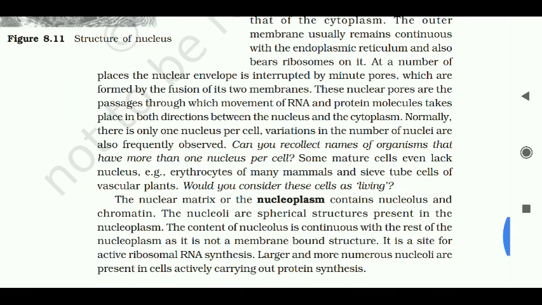The nuclear matrix or the nucleoplasm contains nucleolus and chromatin. The nucleoli are spherical structures present in the nucleoplasm. The content of nucleolus is continuous with the rest of the nucleoplasm, as it is not a membrane-bound structure. It is a site for active ribosomal RNA synthesis. Larger and more numerous nucleoli are present in the cells actively carrying out protein synthesis.